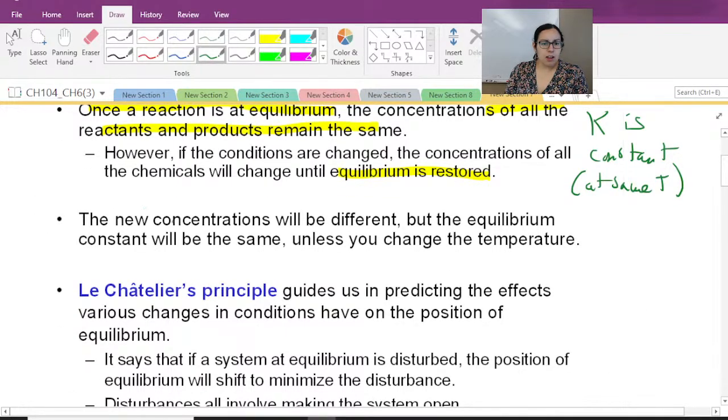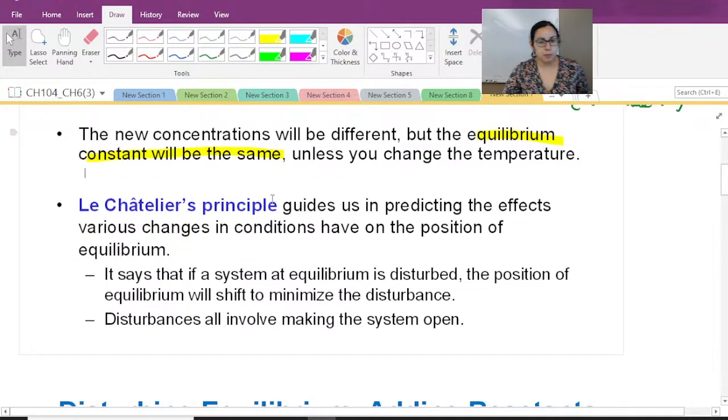We'll talk about what this means with the new concentrations. This will make more sense when we look at it visually. But the key point is the equilibrium constant will be the same.